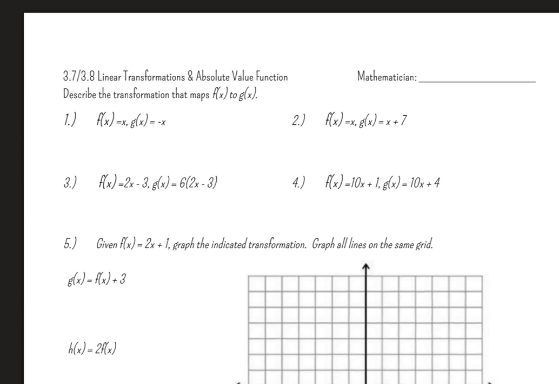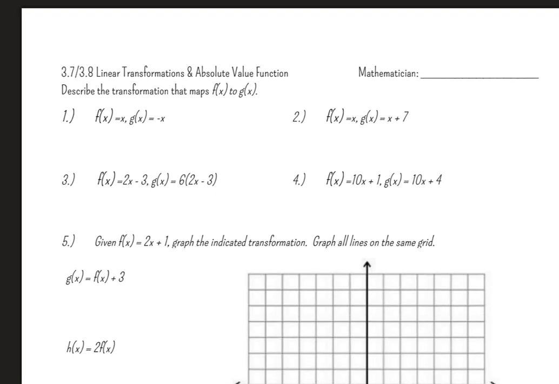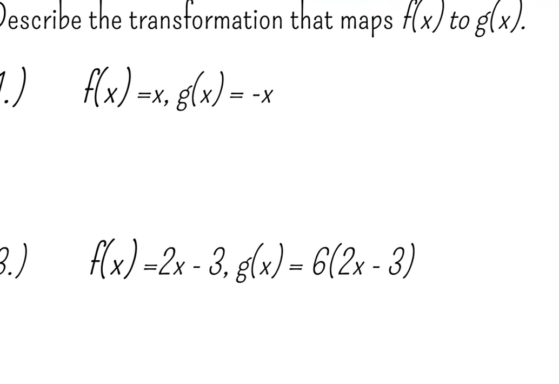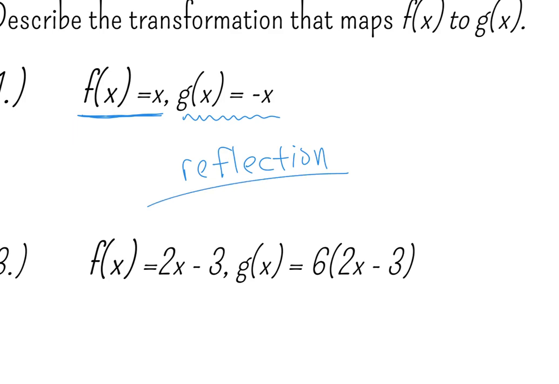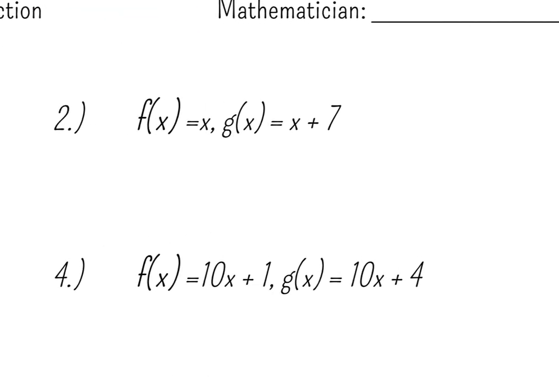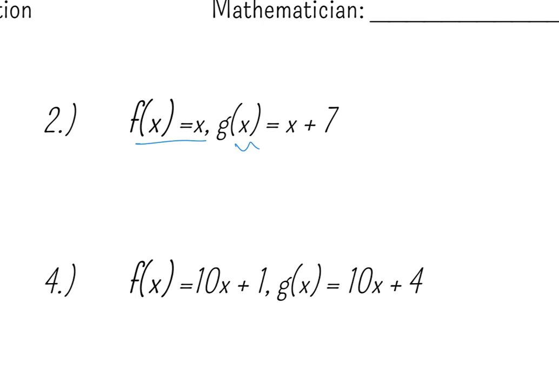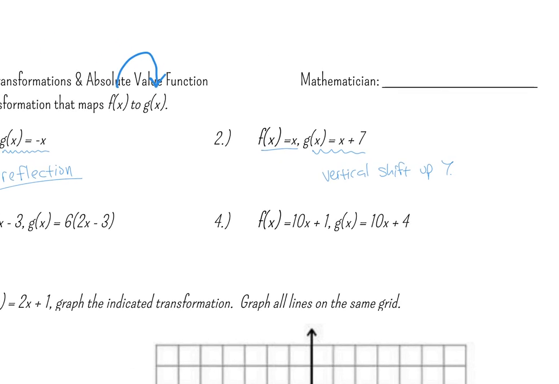Number 1, we are describing the transformation that goes from F to G. So if you just had regular old F is X and you now had this, that would be a reflection. And that's all you need to say. Number 2, if you had regular old F and then you did this, that would be a vertical shift up 7. Or you could really have just said, you go up 7. I'd be happy with that too.